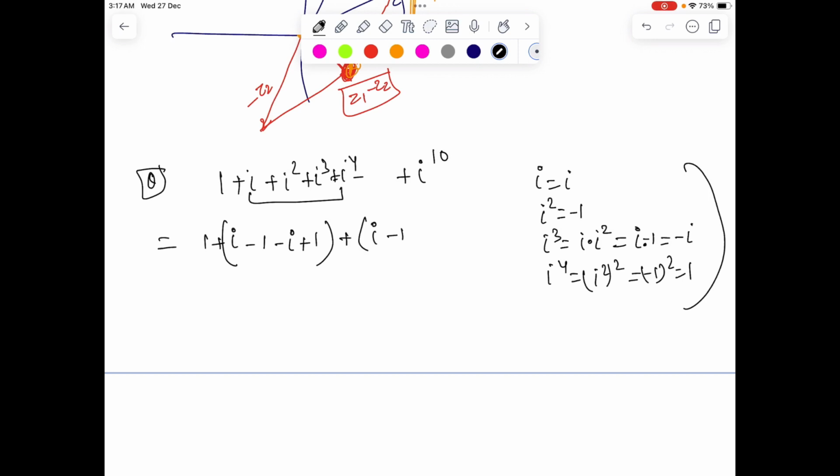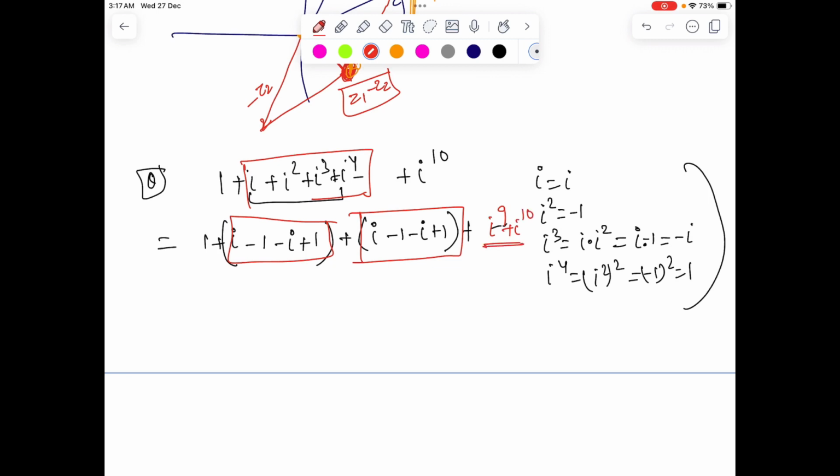Again, i^5 is the same as i minus i plus 1, and so on and so forth it will go. So how many boxes of length 4 will we have? It's 10. So 4 elements I have already exhausted, 4 is 8, and we are left with the remaining 10, which is i^9 plus i^10. Now these 4s you can easily see they are 0, so we will have 2 more boxes which will die. So we are left with 1 plus i^9 plus i^10.